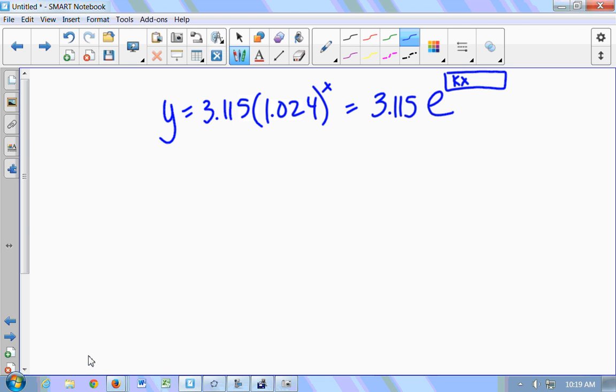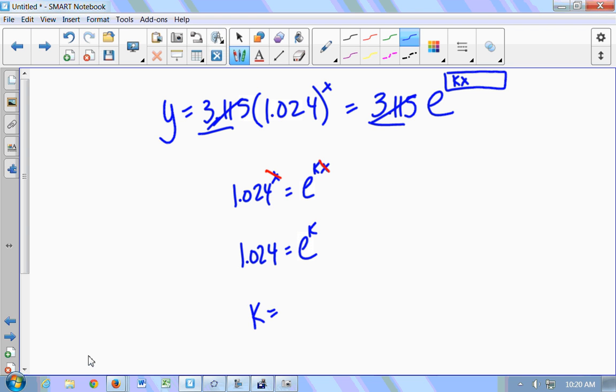Yeah, so we can say 1.024 to the x has to equal e to the kx, right? Because the 3.115s are the same already, so we just ignore those. Then 1.024 to the x has to equal e to the kx. They both have an x in the same spot, so you can just ignore the x. And so 1.024 has to equal e to the k. And then how do you solve for k?